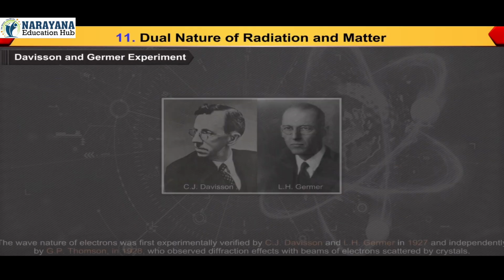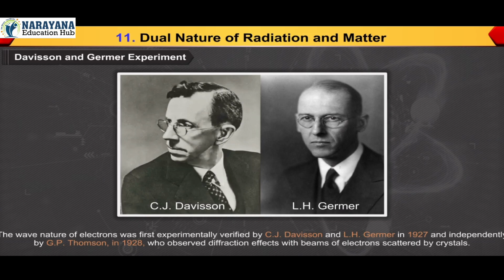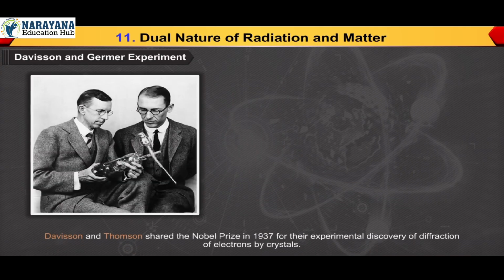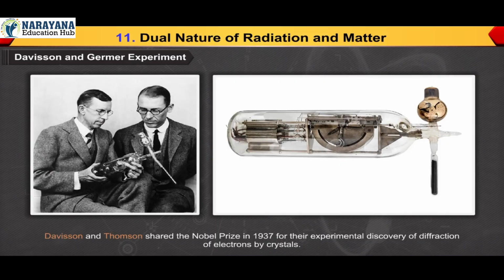Davisson-Germer Experiment. The wave nature of electrons was first experimentally verified by C.J. Davisson and L.H. Germer in 1927 and independently by G.P. Thomson in 1928, who observed diffraction effects with beams of electrons scattered by crystals. Davisson and Thomson shared the Nobel Prize in 1937 for their experimental discovery of diffraction of electrons by crystals.